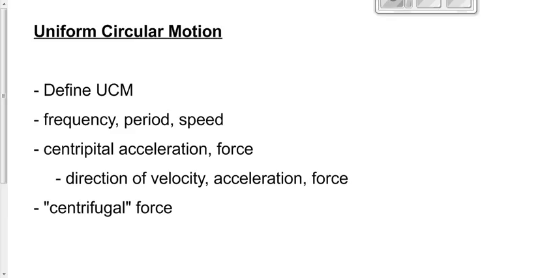We define uniform circular motion, UCM, as motion in which the object is going in a circle at a constant speed. So remember, the only thing we really have to take away from this is that we're going at a constant speed, not a constant velocity, because the direction is changing, but we're talking about a constant speed because it's not speeding up or slowing down. You got to be able to define frequency, period, and speed and know how to find them.